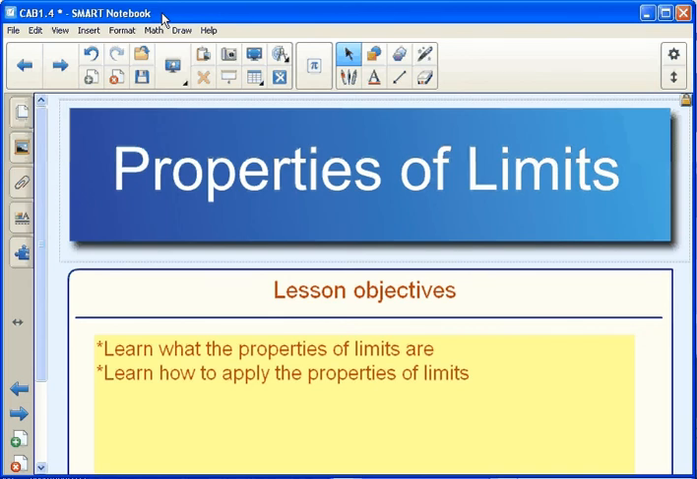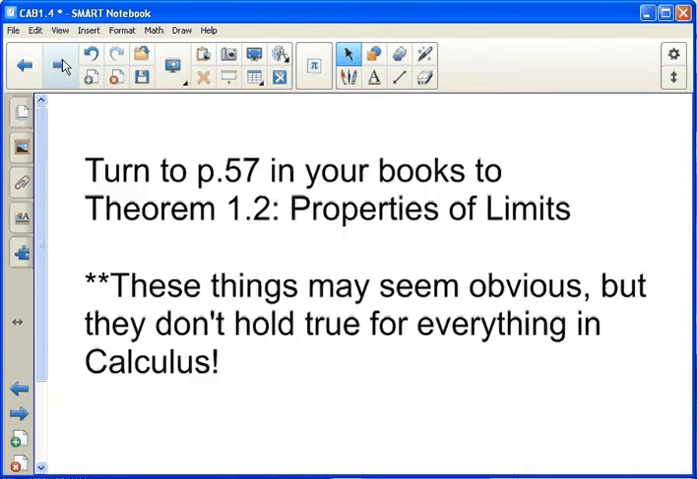Properties of limits. This is going to seem kind of strange at first, but I promise once you see some examples, this turns out to be very simple. But we're going to learn what the properties of limits are and then learn how to apply these properties of limits. So if you have your textbook, you can turn to page 57 and see the list of them. There's 5 of them. Theorem 1.2, properties of limits. Now, I have them on the next screen as well, so if you don't have your book, don't worry.